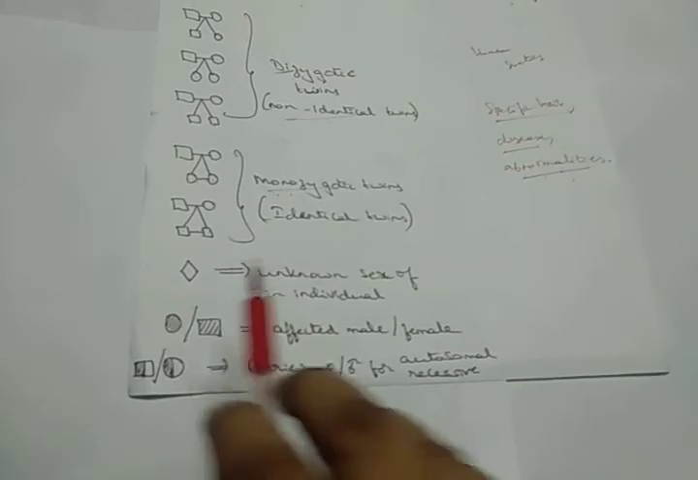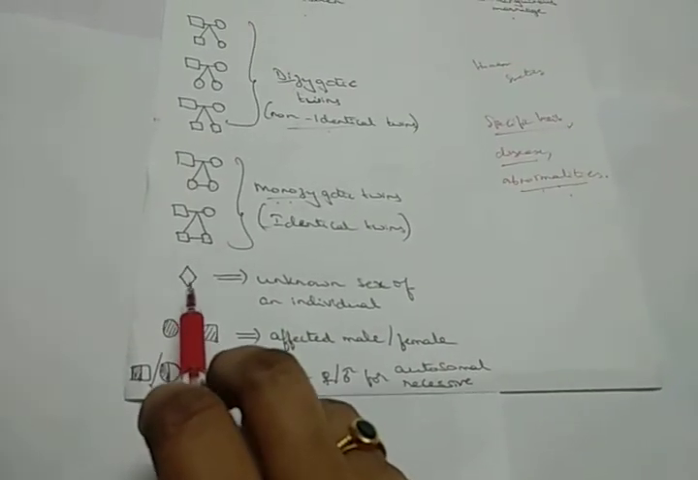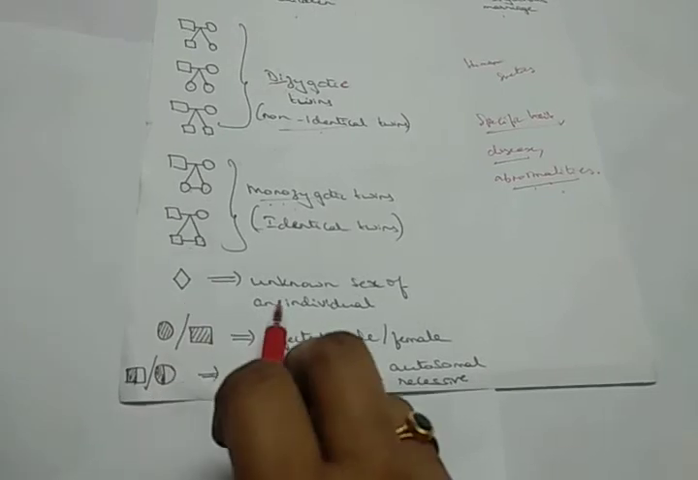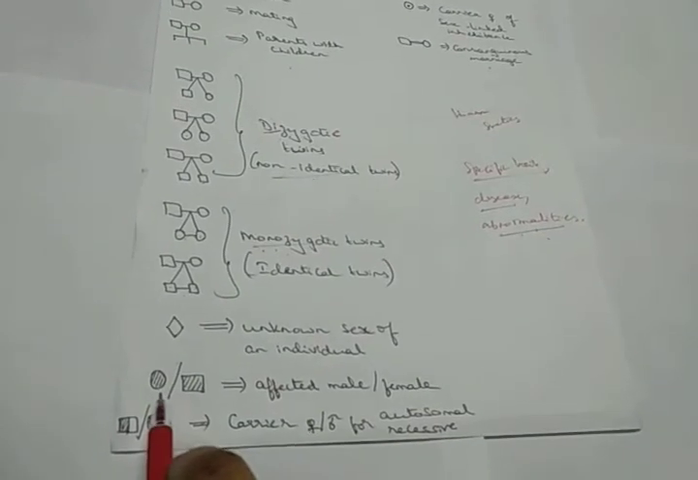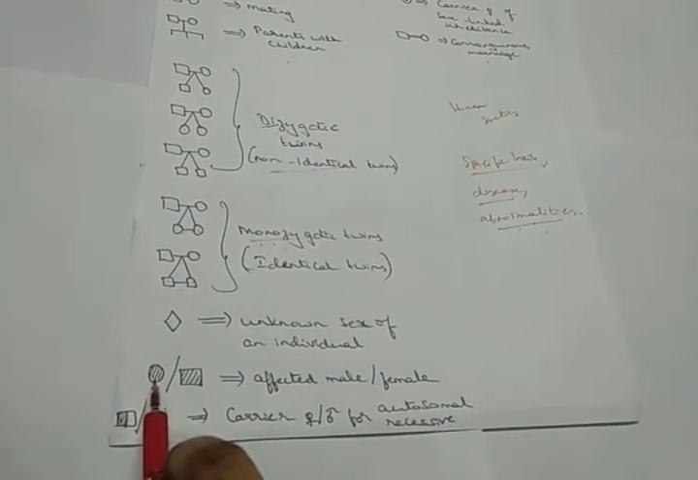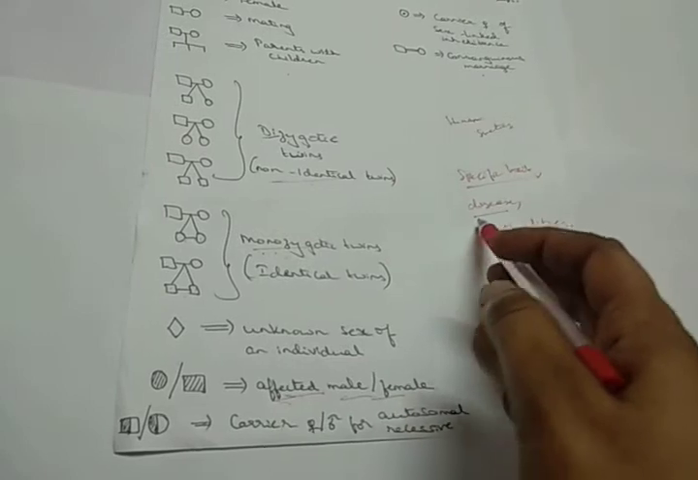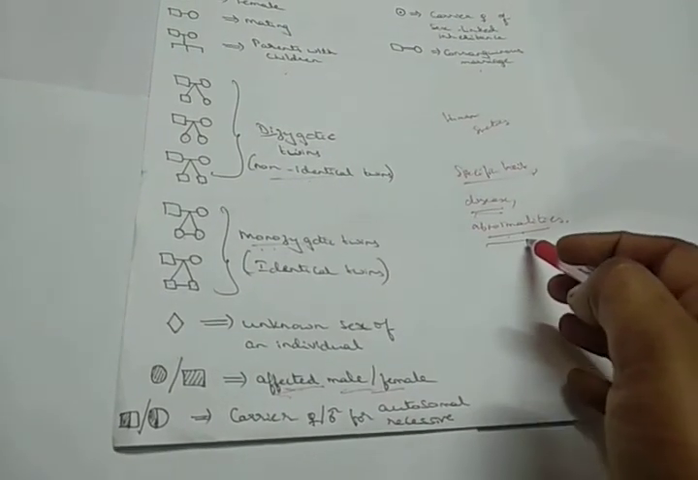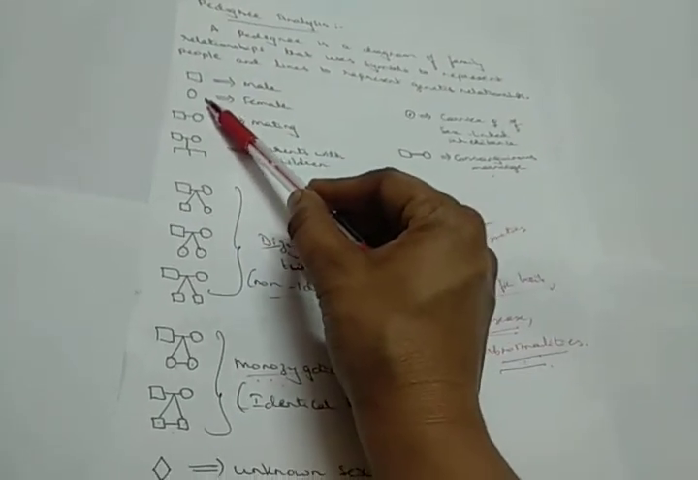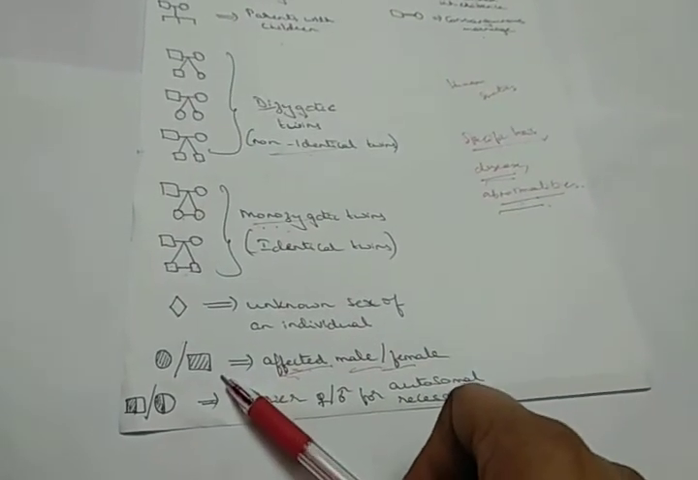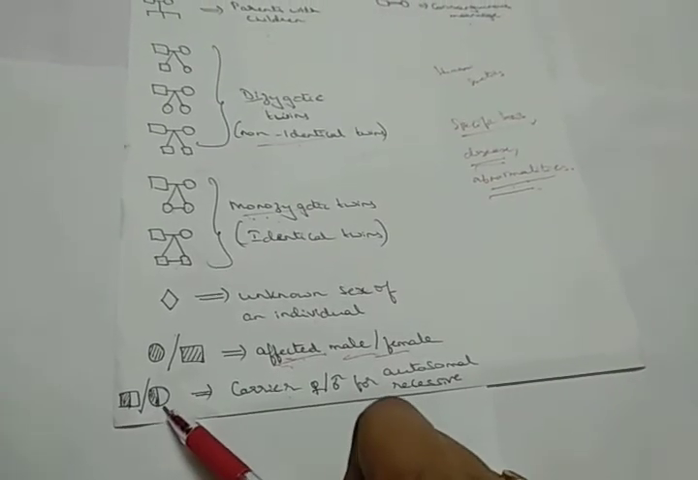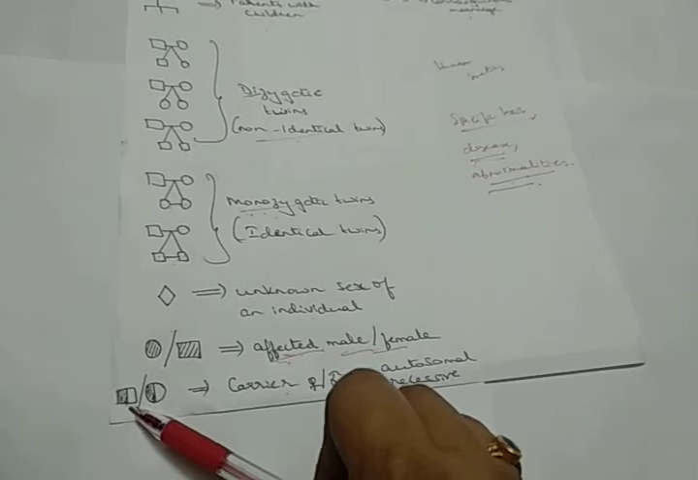Then coming to another one, the rhomboidal shape, which represents the unknown sex of an individual. And the male and the female, where we put cross lines like this, you call them the affected male or female, because if it is a diseased condition or an abnormality, it has to be expressed, it should have a difference from the normal, so it is considered as the cross which is filled here.